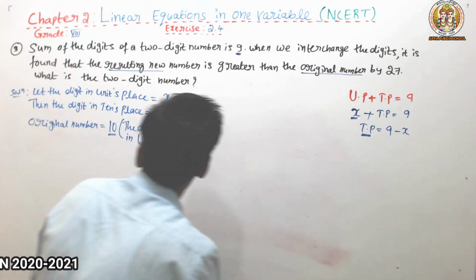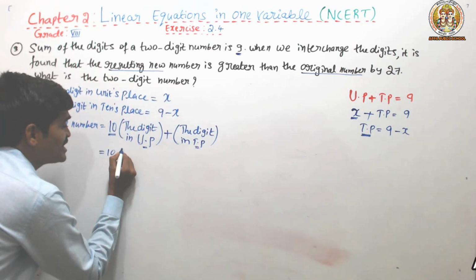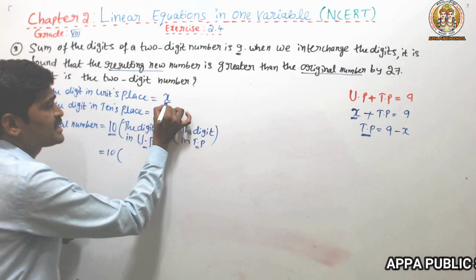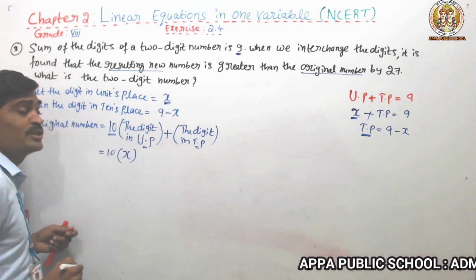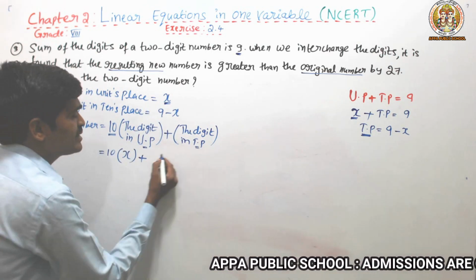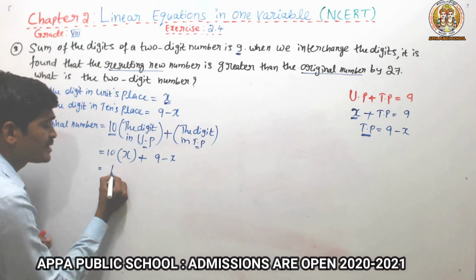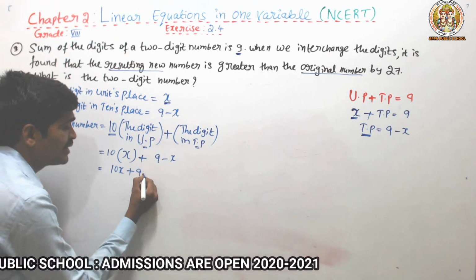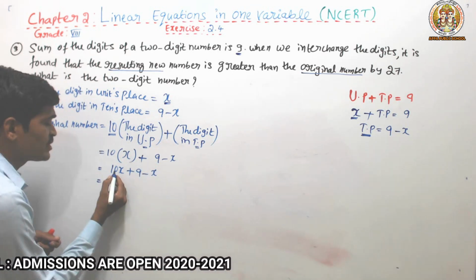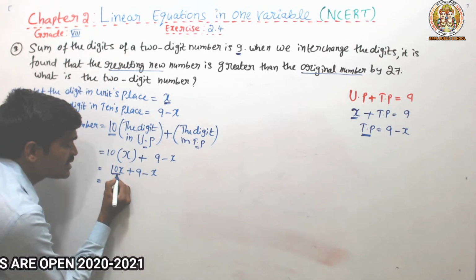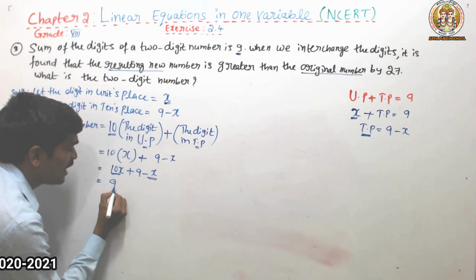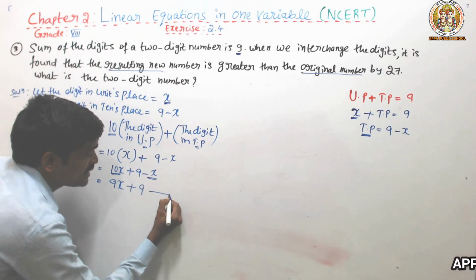10 keep as it is. What we consider the digit in UP means x. That's why substitute the value of x for UP here. Then TP means 9 minus x. Understood? Now 10 into x, 10x plus 9 minus x. See my dear students, like terms here: 10x minus x should be 9x, plus 9. Can you say that equation number 1?